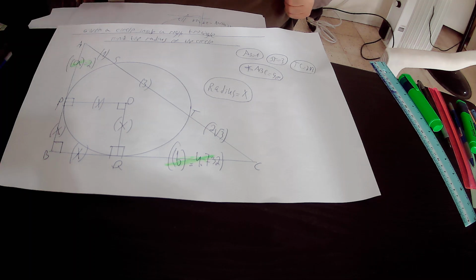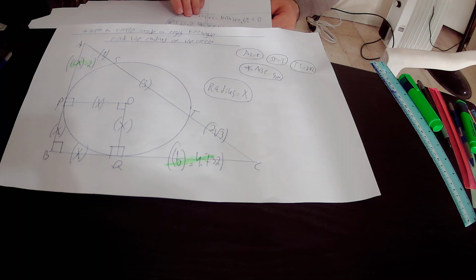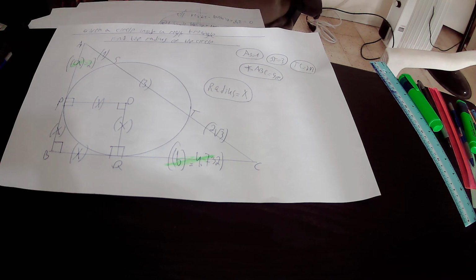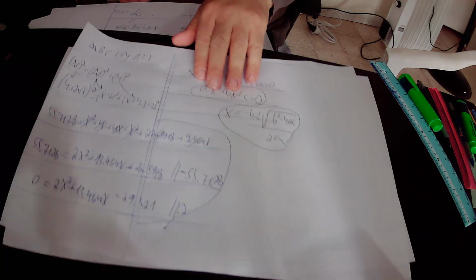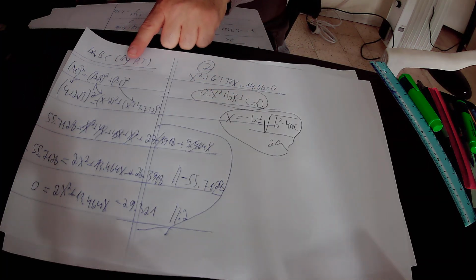In the next step, we implement the Pythagoras theorem on this big right triangle, triangle ABC. According to the Pythagoras theorem, in any right triangle, the square of the hypotenuse equals the sum of the squares of the perpendiculars. The hypotenuse in right triangle ABC is AC, therefore the square of the hypotenuse is AC square, and AC square must equal AB square plus BC square.